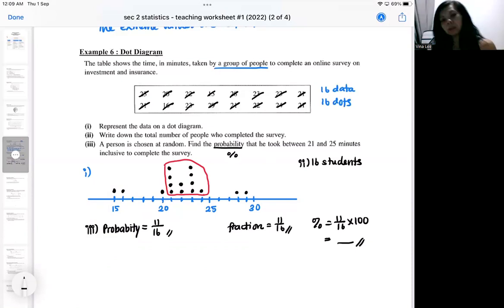So actually probability is like fraction or like percentage idea. Okay, so that is the idea of dot diagram. You must learn to interpret a dot diagram. You must also learn to construct a given data on a dot diagram.